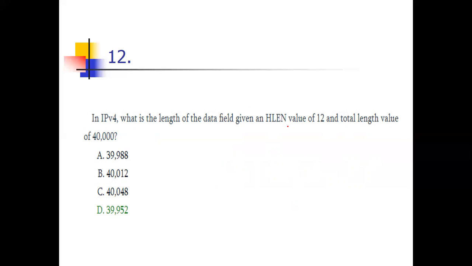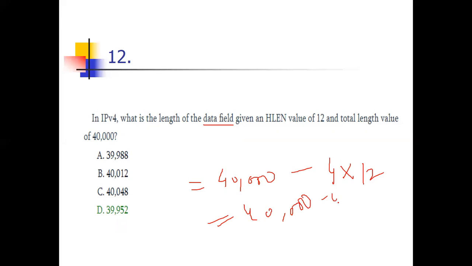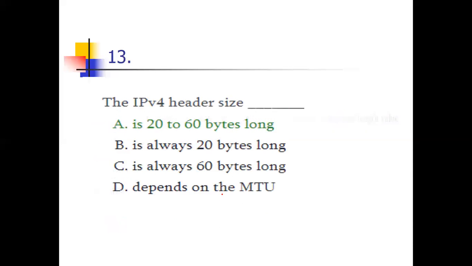What is the length of the data field, given the HLEN value is 12 and total length is 40,000? Remember, to calculate the length of the data field, the data field is equal to total length, that is 40,000, minus 4 times the header length. So 40,000 minus 12 times 4, which is 48. So the answer will be 39,952.